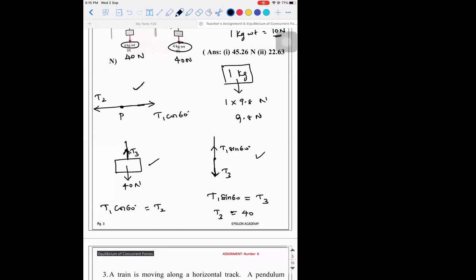So I'll tell you the method to solve. Take this T3 and substitute it here. Then you will have T1 sin 60, which is root 3 by 2. So T1 into root 3 by 2 is equal to 40. Similarly, once you get T1, substitute it here, then you will get T2. Solve and tell me. Make it fast.